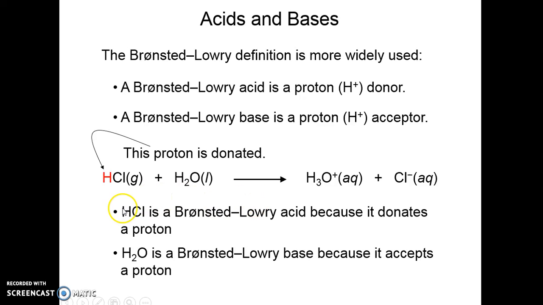Hydrochloric acid and water here behave as an acid and base, but there's times that water can behave as an acid, and there's times that acids can behave as a base. And so this is a much more flexible definition, and it encompasses pretty much all of the acids and bases that we're going to talk about.